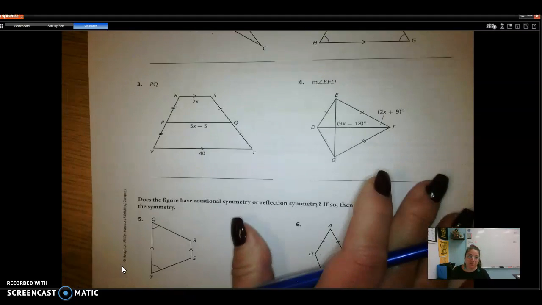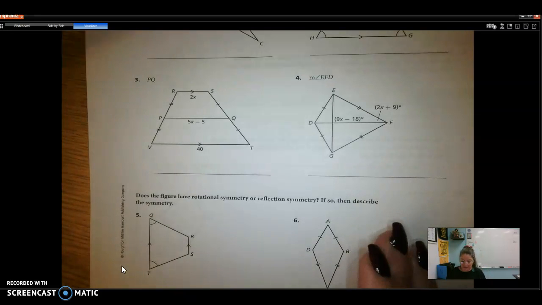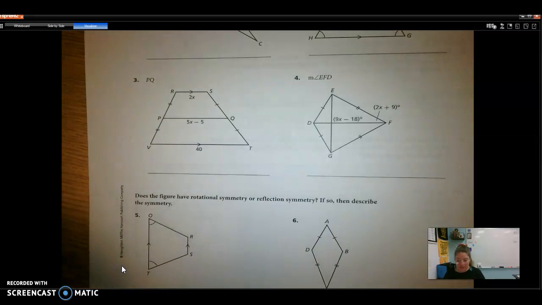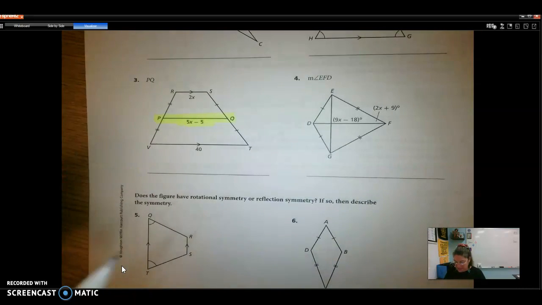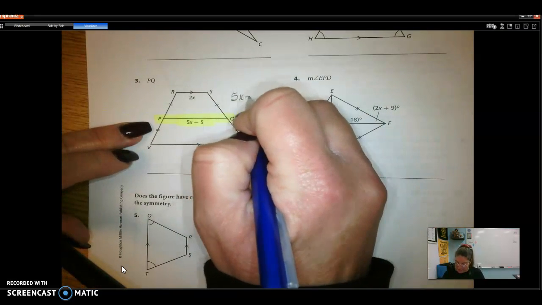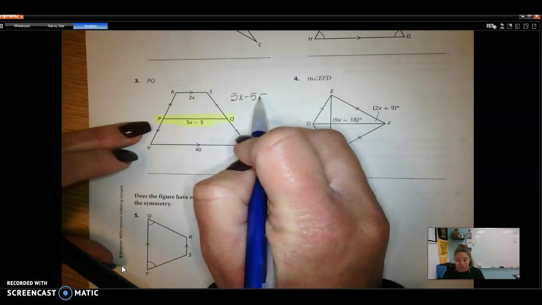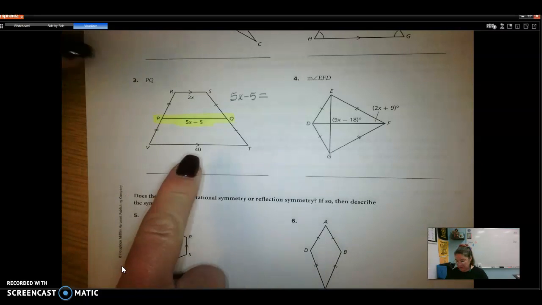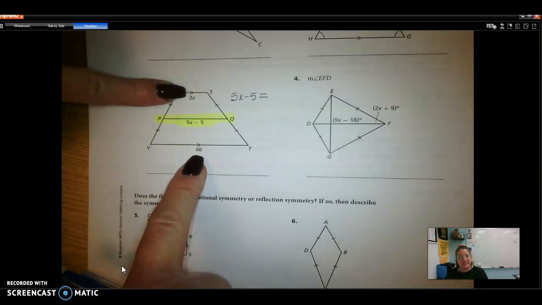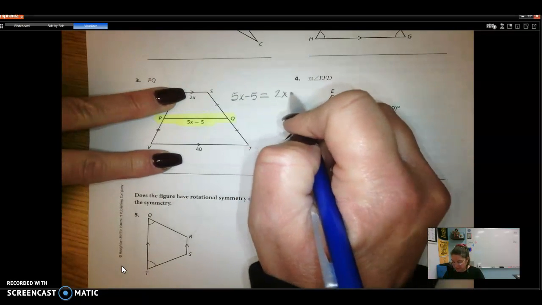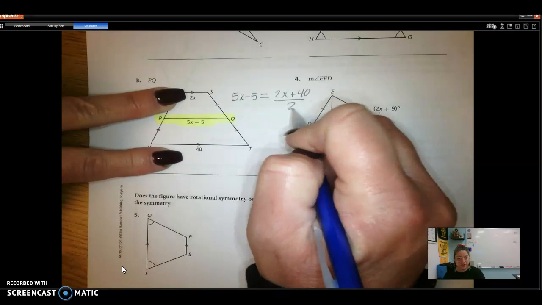All right, let's go do number 3 all the way together, okay? So number 3 looks like this. Here is that mid segment, right? PQ is the mid segment, and what the property of a trapezoid said was that the mid segment, so 5x minus 5, is equal to the average of the bases. So we're going to add the 2 bases together and divide by 2. So that looks like 2x plus 40 divided by 2.